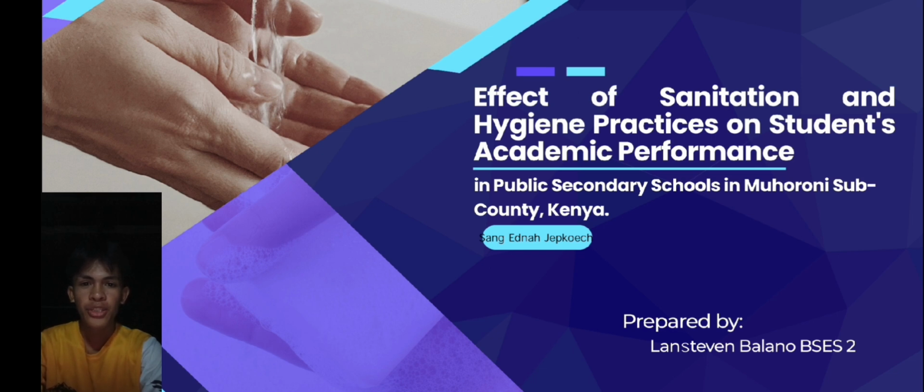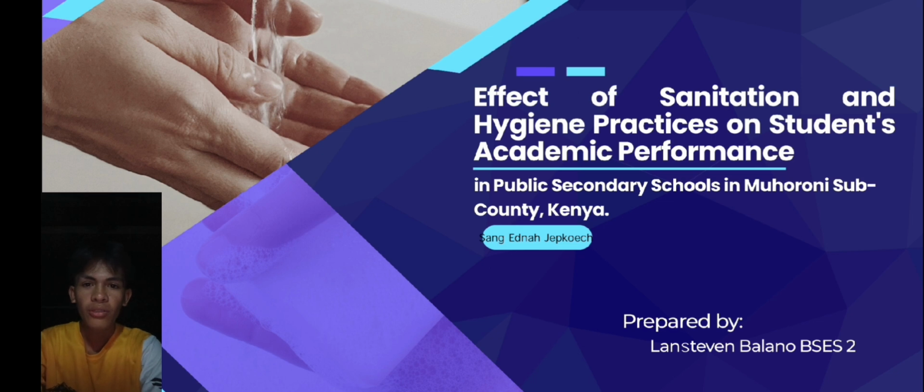Effect of sanitation and hygiene practices on student academic performance in public secondary schools in Muhoroni Sub-County, Kenya. The research article is already stated. We have our two variables: the independent variable, which is the sanitation and hygiene practices, and the dependent variable, which is the student academic performance.